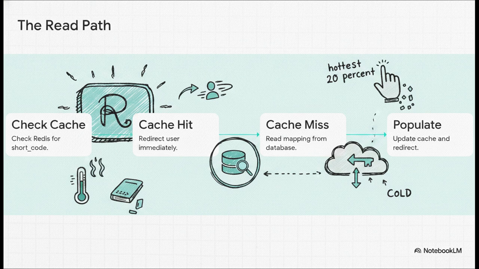To really optimize this, we're going to use an LRU, or least recently used, eviction policy on the cache. This makes sure we only hold the hottest 20% of URLs in memory, letting cold, rarely clicked links just naturally fall out. It keeps our redirect latency extremely low without us having to pay for infinite cache memory.